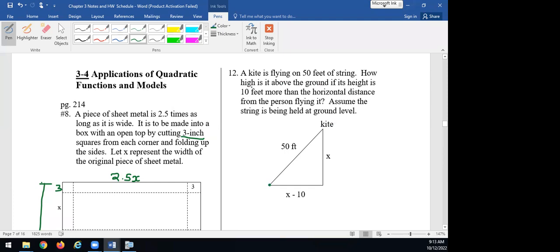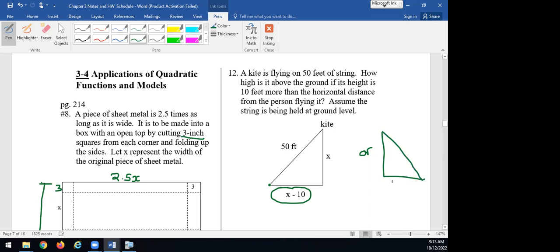You're asked how high it is above the ground if the height is 10 feet more than the horizontal distance. So I'm going to call the height x. And if the height is 10 feet more, then the horizontal distance would have to be x minus 10, or 10 less than whatever the height is. Another way you could draw this diagram is like this. It doesn't really matter.